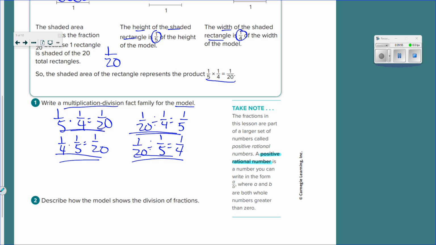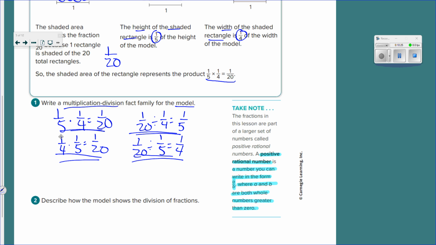You know it's a positive rational number because you can write it in the form of a fraction, A over B, where A and B are both whole numbers that are greater than 0. So we will be doing almost all of our work this year in positive rational numbers. The nice thing is you don't have to worry about all the other rules that come along once we start working in the other numbers.